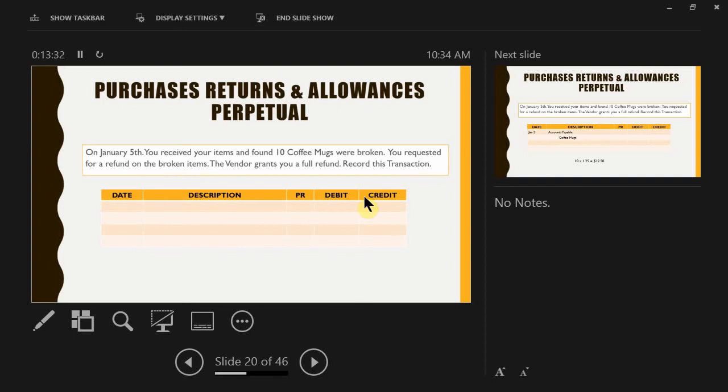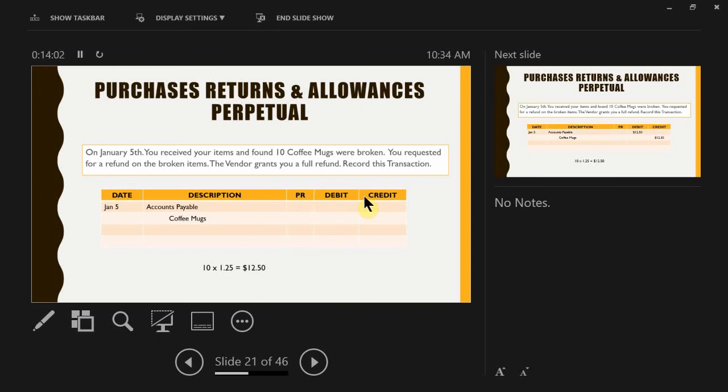Accounts payable. Yes, we're essentially getting our money back, okay? And what else? Inventory credit. Correct. Because where did we place our items in the first place? When we purchased them, where did we place them? We placed them into inventory. So when we're making a return or a refund of an item, you're going to credit your inventory.